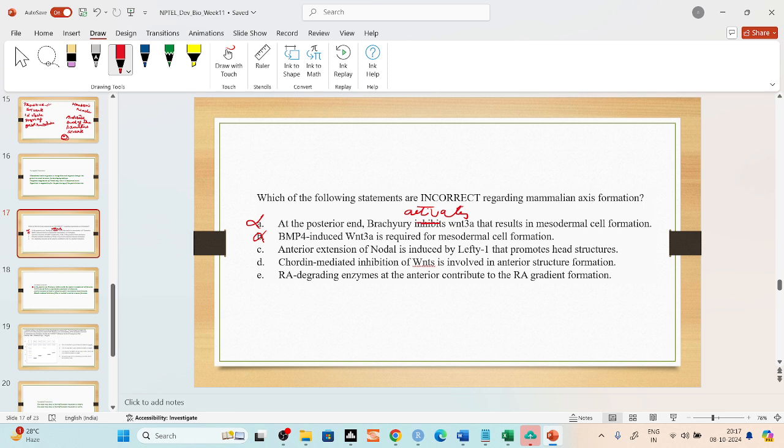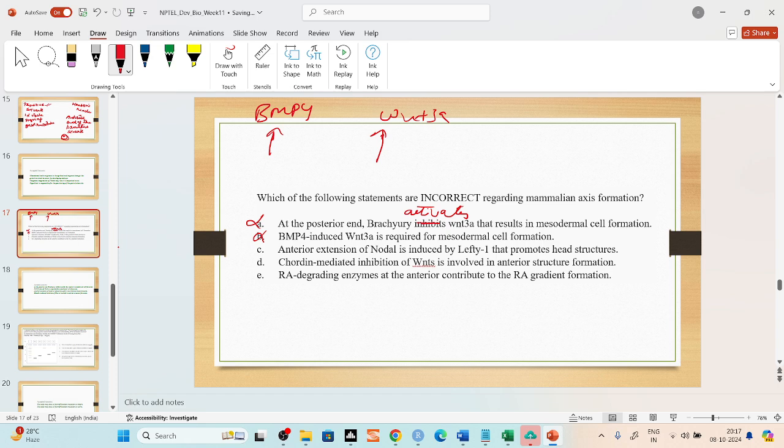Could you understand? This is your Wnt BMP pathway, BMP4 for activating the mesodermal signaling, and this is the Wnt3A. They both promote, but there is no such interaction between them. So it is not like BMP4 is inhibiting Wnt3 or BMP4 is inducing Wnt3. Nothing is happening. There is no relation between them. They are working individually. So therefore this becomes your wrong statement.